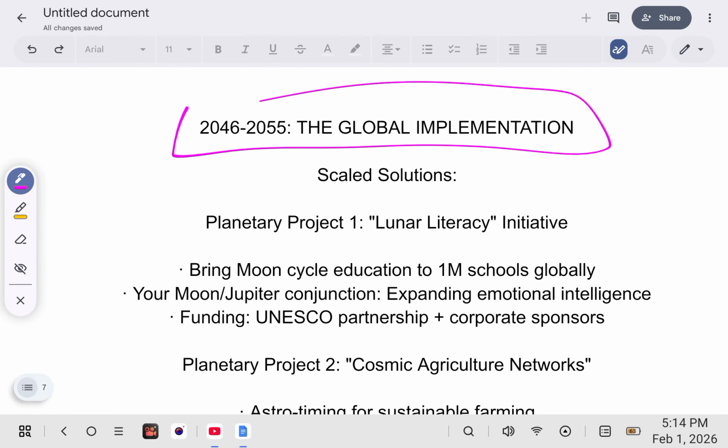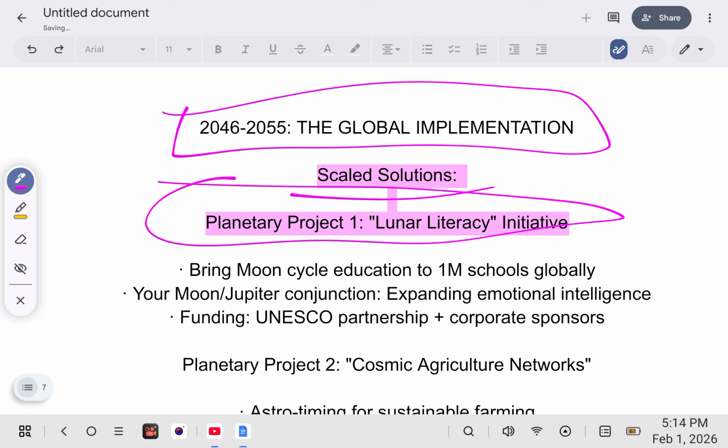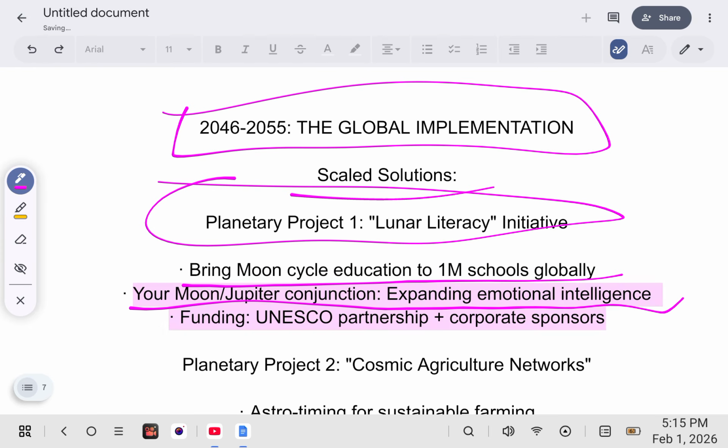2046 through 2055, the global implementation, scaled solutions. First planetary project, it's the lunar literacy initiative. So I'll bring moon cycle education to 1 million schools globally. My Moon-Jupiter conjunction equals expanding emotional intelligence. The funding is UNESCO partnership and corporate sponsors.